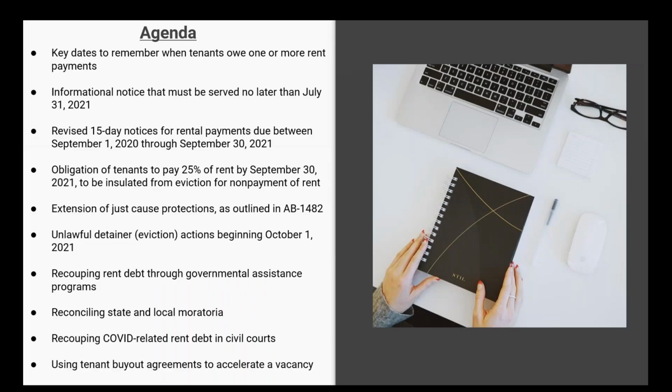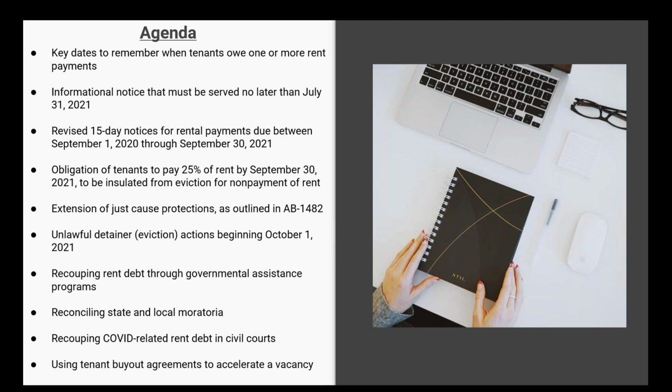I'm going to go over key dates that you need to remember in order to best identify what you can and cannot do as it relates to rent debt. I'm going to emphasize July 31st as a core date where if you have non-payment of rent tenants, you've got to serve a notice. I'm going to talk about the revised 15-day notices that need to be issued between now and the end of September. And then we're going to talk about the nuances during the COVID pandemic that permits a tenant to remain in possession as long as they pay 25% of the rent debt that has accumulated through September 30th, 2021.